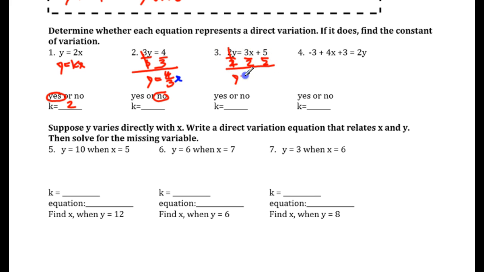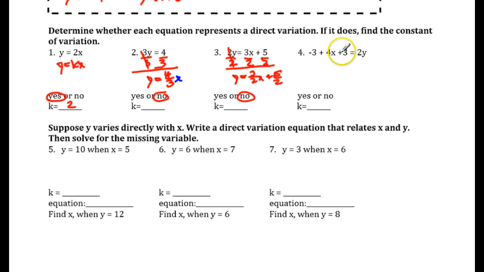So here I'm left with y equals 3 over 2x plus 5 over 2. Now let's look at this. Is this direct variation? And here the answer is no again, because there is no plus or minus after the x for direct variation. If it just said y equals 3 halves x, then that would be okay. And we can have a fraction for the constant. It's this times x. But because of the plus, it's not. Okay? All right, let's look at number 4.